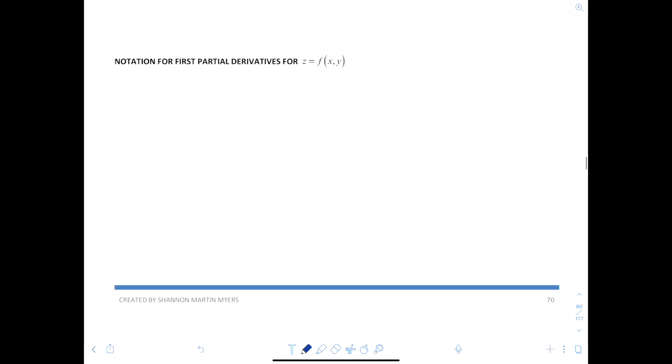So here we go. Notation for first partial derivatives for some z equal to f of x and y. Again, you use these curly d's. So if you would have d dx of f of x and y, which is equivalent to fx of x and y, which is equivalent to zx, which is equivalent to, using the curly d's or calling them del's, del del x of z. Cool?